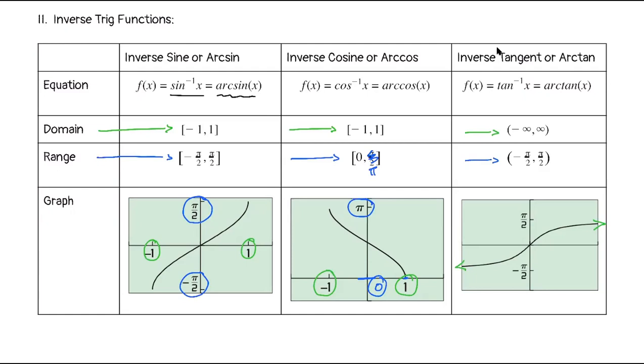But somebody tell me the difference between the inverse sine, because that one has the brackets, and then the inverse tangent has parentheses. What does that notation difference mean for us?